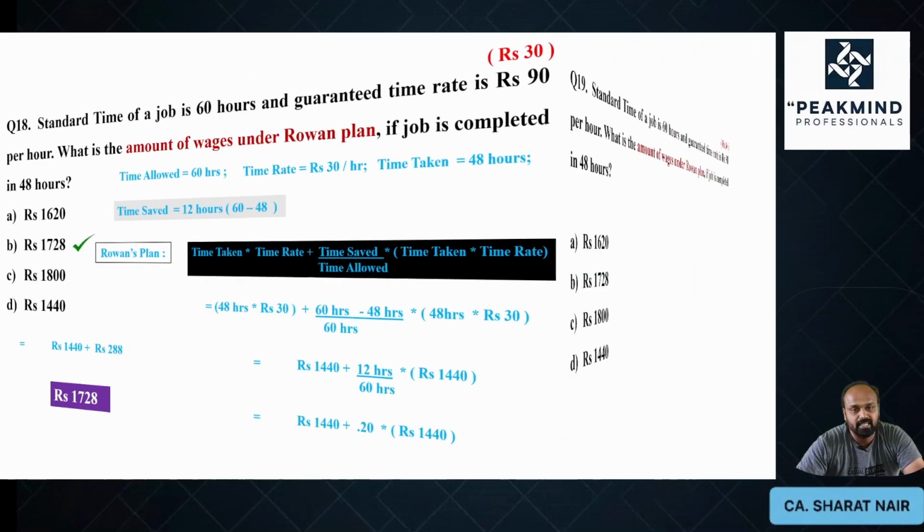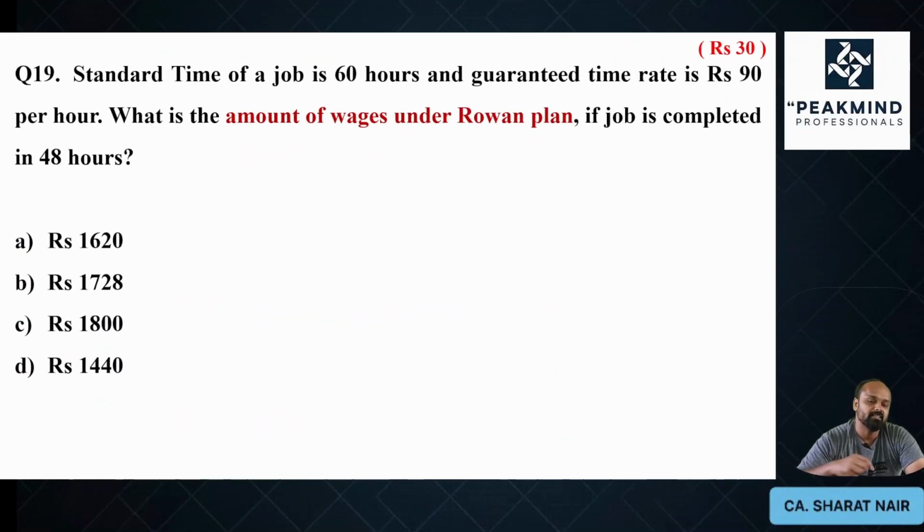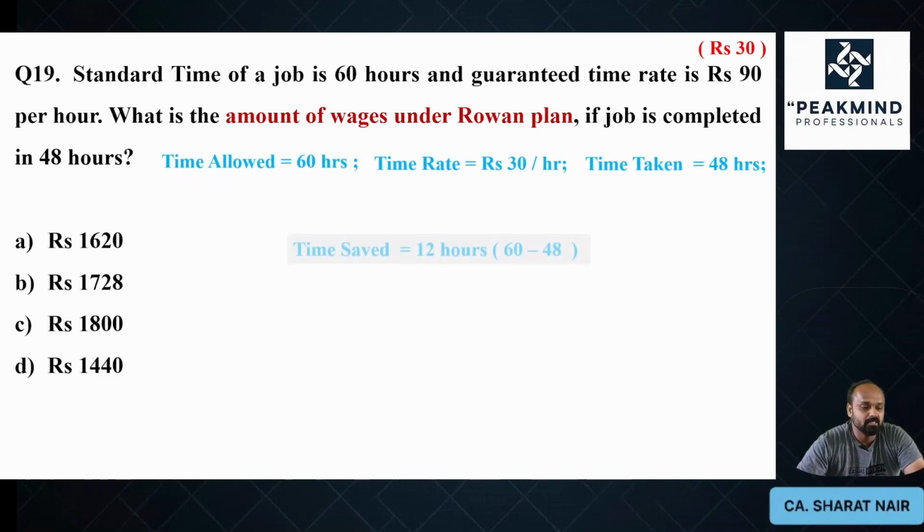Next, question number 19. In question number 19, same question, same mistake. So with this, we are going to find out the amount of wages under the Halsey plan. Here, the same data are available, so I'm not wasting time discussing it.